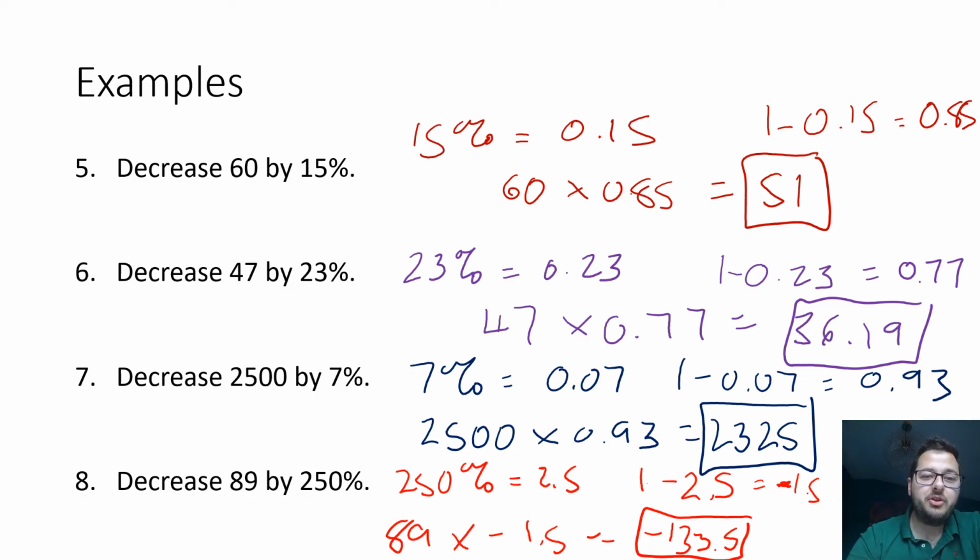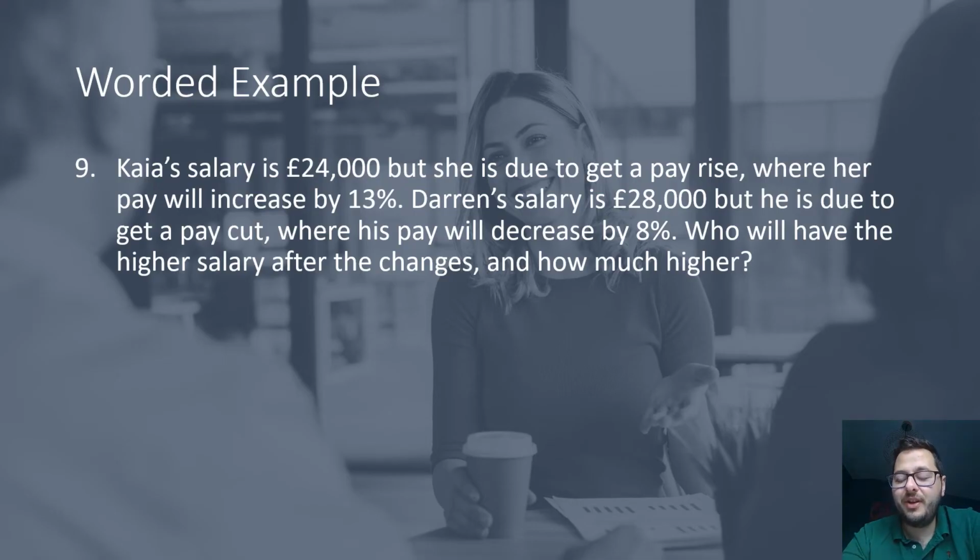All right then, so just a worded example to finish off with. Kaya's salary is 24,000. She's due to get a pay rise where her pay will increase by 13%. Lovely. Darren's salary is £28,000, but he is due to get a pay cut, where his pay will decrease by 8%. Who will have the highest salary after the changes, and how much higher?